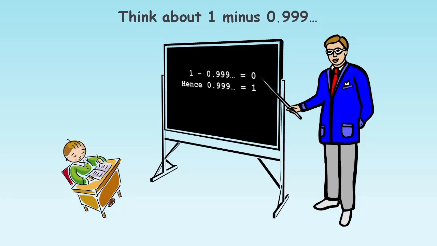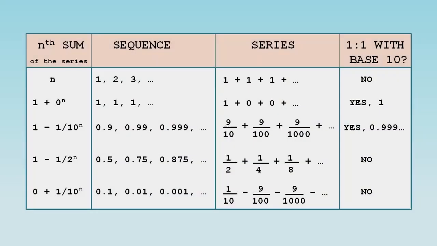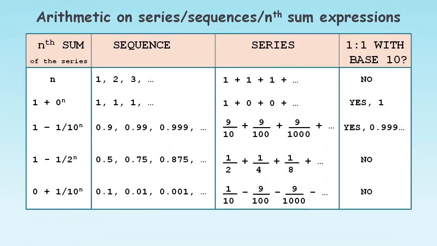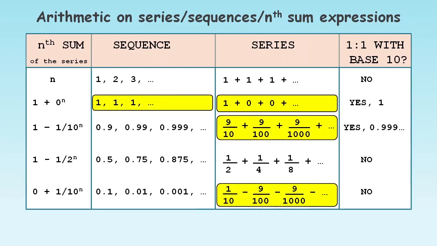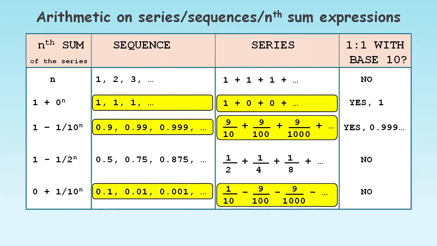Another common argument is that if we subtract 0.9 recurring from 1, we get 0. Hence, 0.9 recurring must equal 1. But if 0.9 recurring is not a fixed value, and instead it is a sequence, then in order to subtract it from 1, we need to treat 1 as a sequence and perform arithmetic on sequences or series. 1 can be converted to the series 1 plus endless zeros. Then if we subtract the series from 0.9 recurring, we get a new series as the answer. Or we could treat 1 as a sequence, subtract the sequence for 0.9 recurring, and get a new sequence as the answer. Perhaps the best approach is to work with the nth sum expressions.